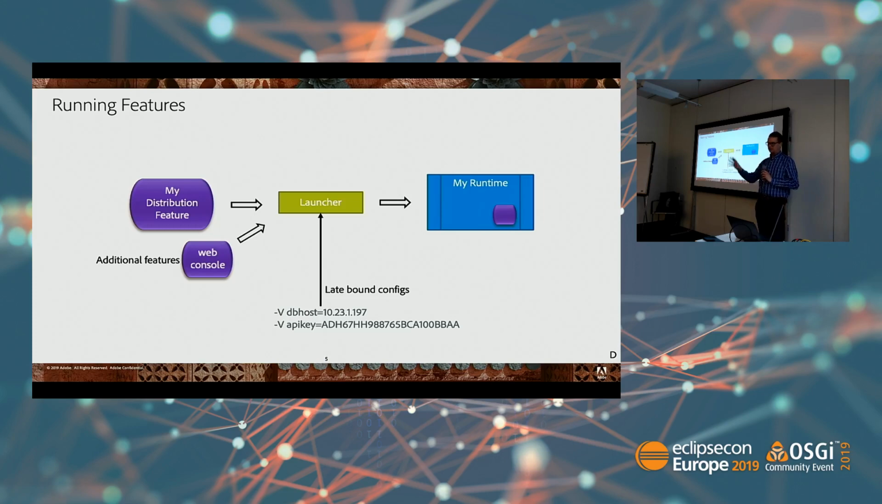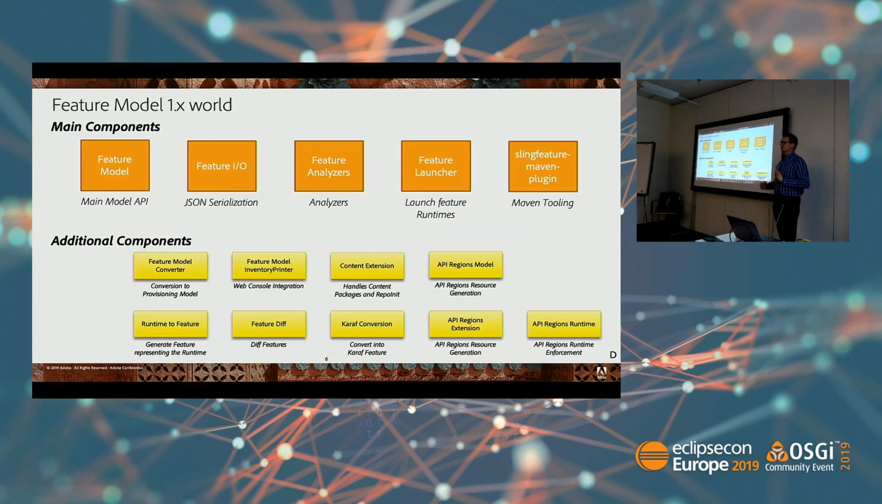So that, in a nutshell, is kind of the life cycle of the feature model. And then here I have a quick slide about what, in Sling, the feature model world is, what we have there. We have 5 main components: the feature model API, there's a serializer to JSON, there are the analyzers, there's the launcher, and then there's the tooling. Currently, this is primarily Maven tooling through the Sling Feature Maven plugin that provides most of that functionality.